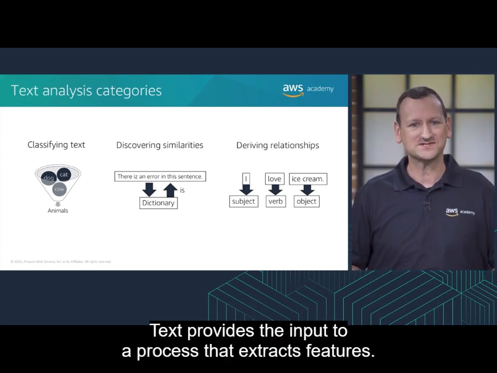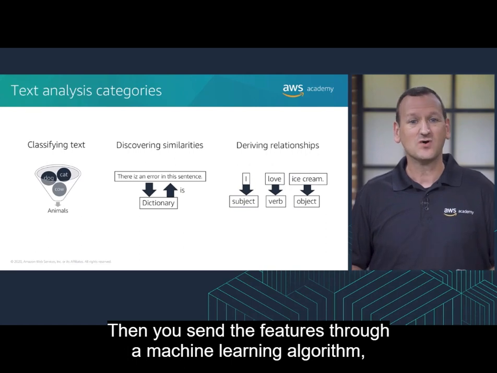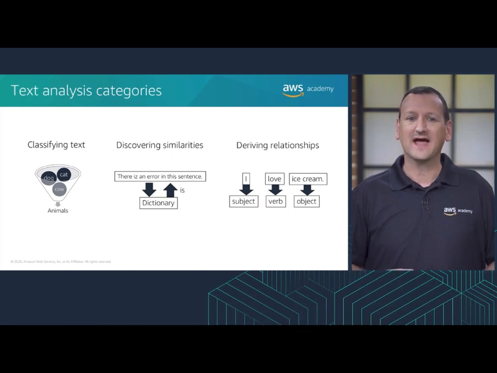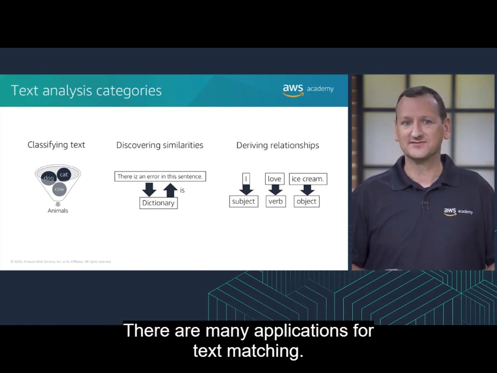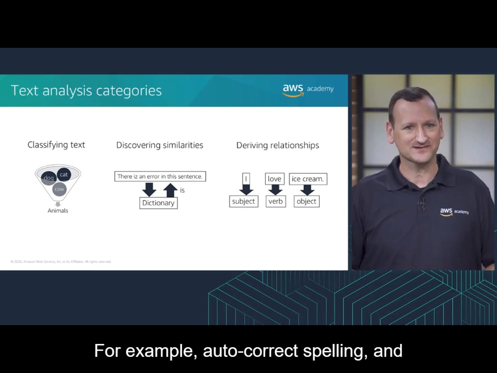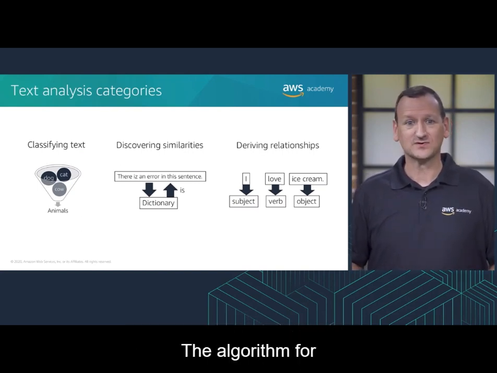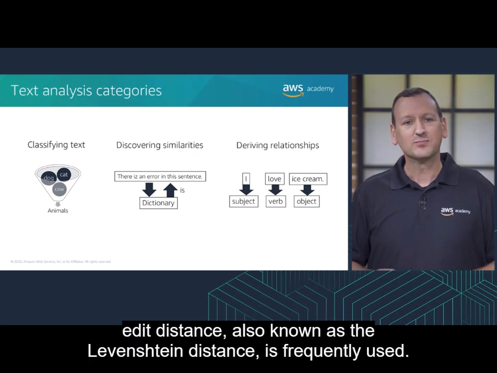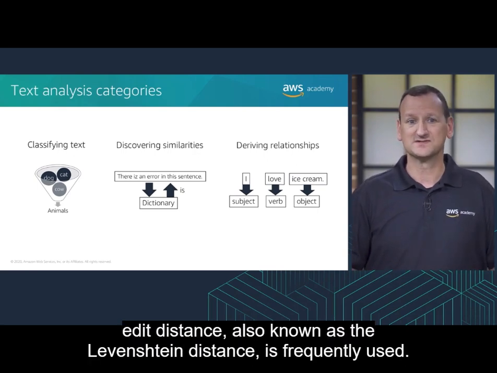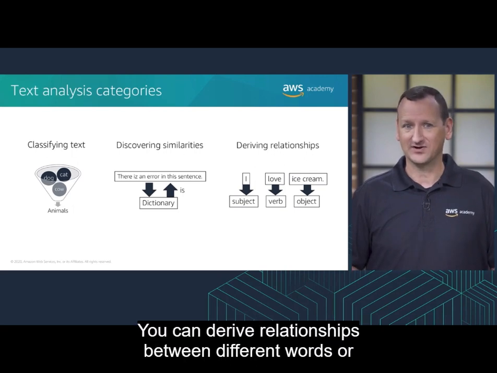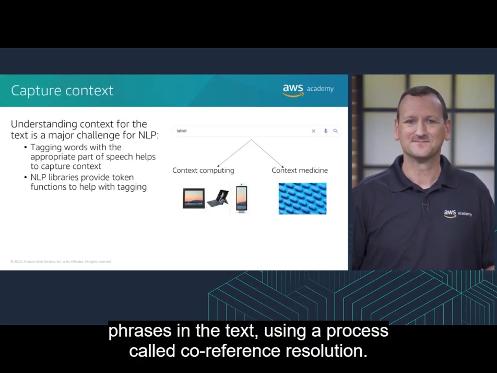There are many applications for text matching. For example, autocorrect spelling and grammar checking are based on text matching. The algorithm for edit distance, also known as the Levenshtein distance, is frequently used. You can derive relationships between different words or phrases in the text using a process called co-reference resolution. Several NLP systems provide Python libraries for deriving relationships.